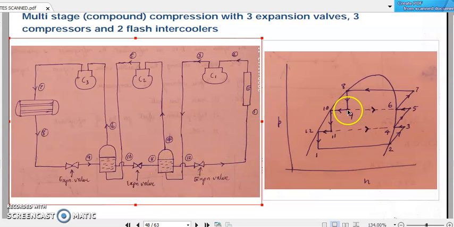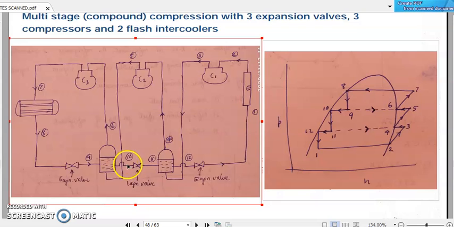Okay, so at point 9 to 10. At point 9 it is the intermediate pressure at which the flash gas chamber is working. From 9 to 10, it is representing the formation of liquid refrigerant inside the flash gas chamber. After removing the vapor form, only the liquid form will be remaining inside, and the formation of that liquid form is represented as 9 to 10. Point 10 is coming on the saturated liquid line of this vapor dome.